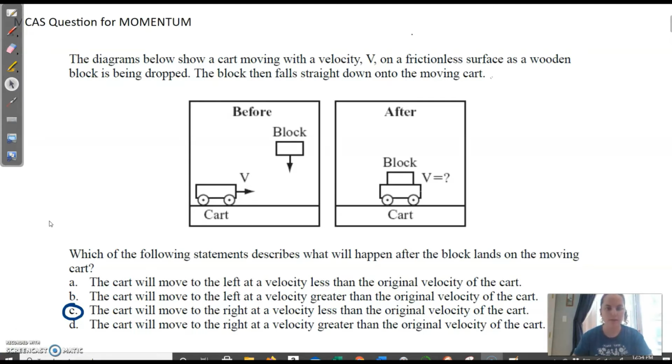So we can see that the cart is already moving to the right with a certain amount of velocity. And if we add more mass to the cart by adding the block, then the velocity is going to slow down a little bit. So the cart will move to the right at a velocity less than the original velocity of the cart, again due to the increase in the mass. And so it's going to affect the momentum of the cart.